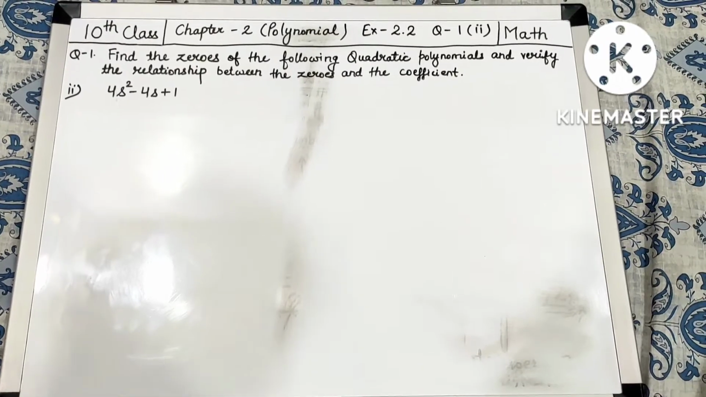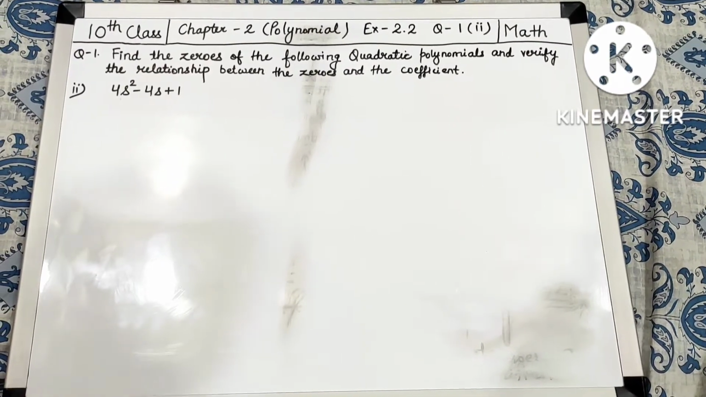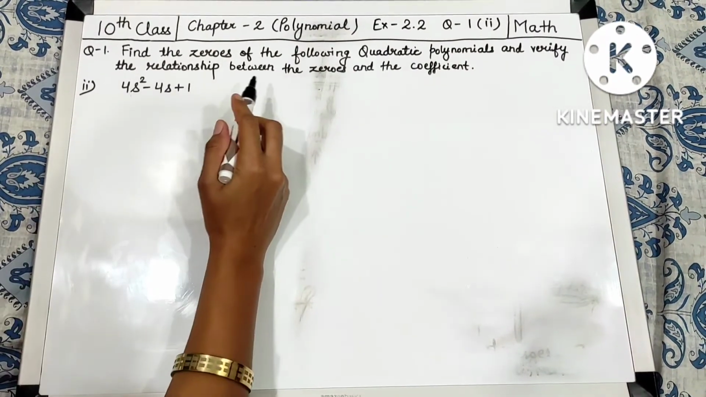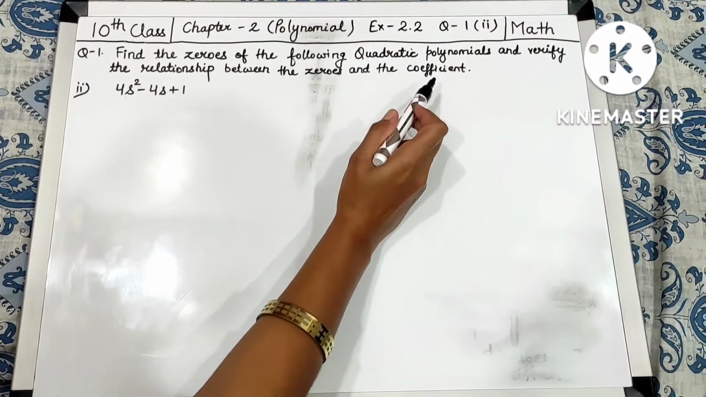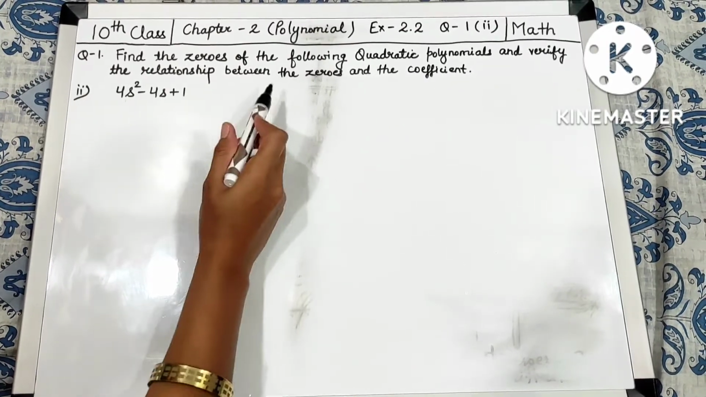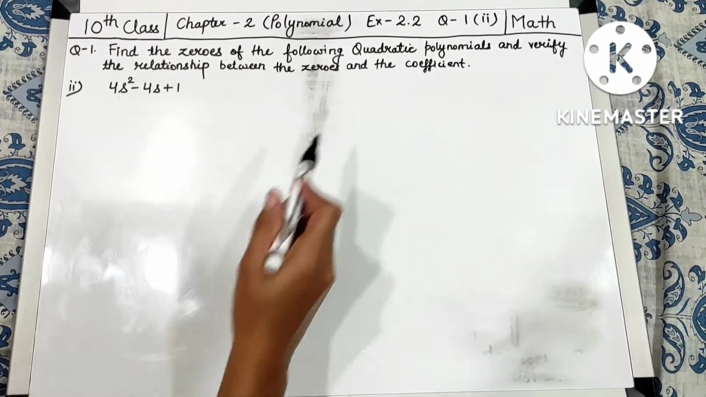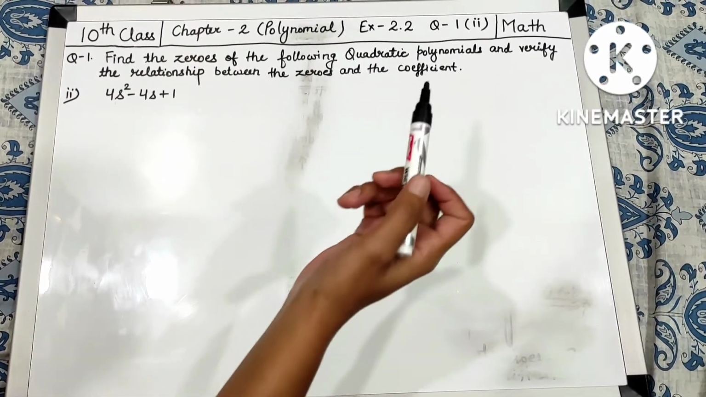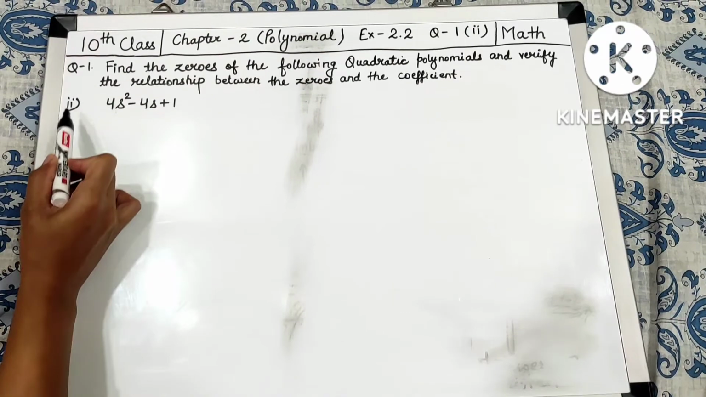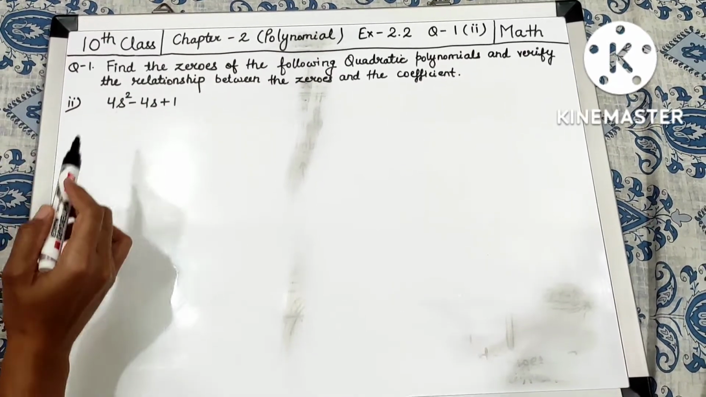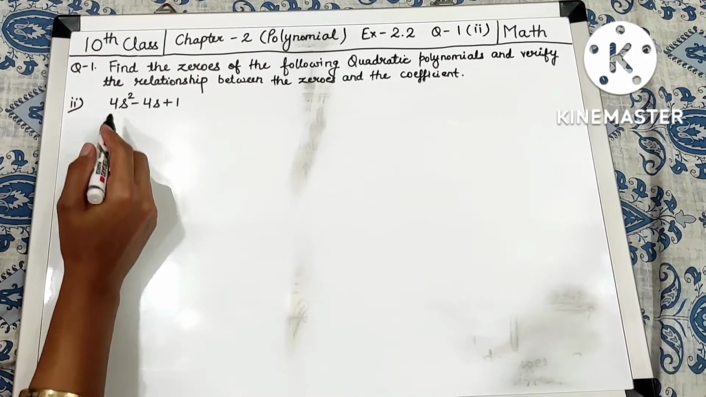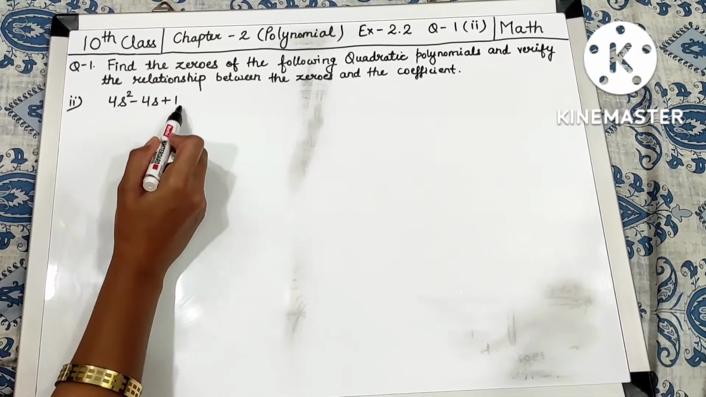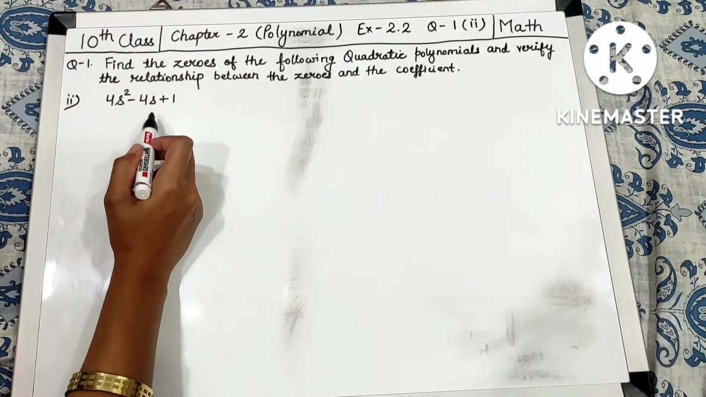Today in this video we will do exercise 2.2 question 1 second part. Find the zeros of the following quadratic polynomial and verify the relationship between the zeros and the coefficient. I hope you watched my previous video. In that video I did question 1 first part. So today we will do second part. This is a quadratic equation 4s square minus 4s plus 1. So we will find out the zeros.